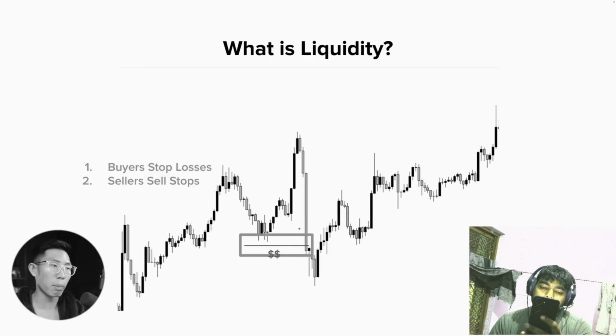In this case, what smart money did was purposely manipulate the buyers to enter for buy orders right here and place their stop loss below this low, and also all the sellers who have their sell stop at this area right here. Then they purposely push the price down, triggering all the orders that we have right here, and all these buyers and sellers are out of the market right now.